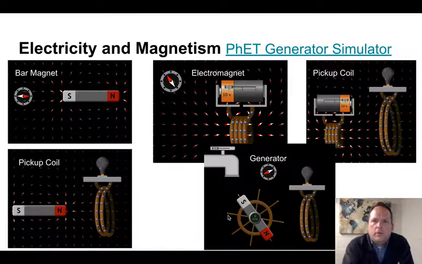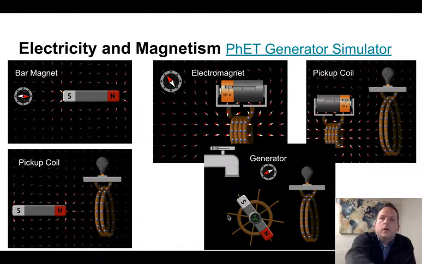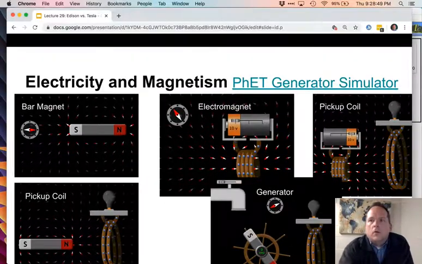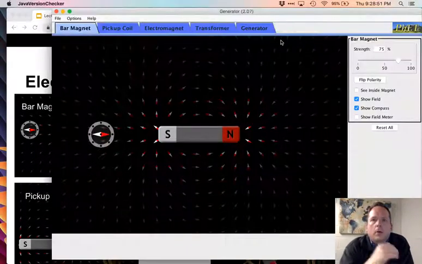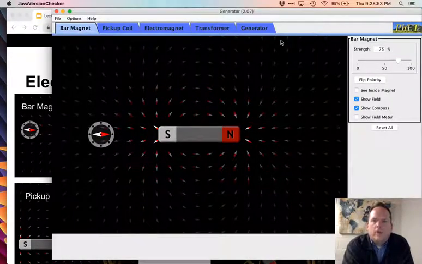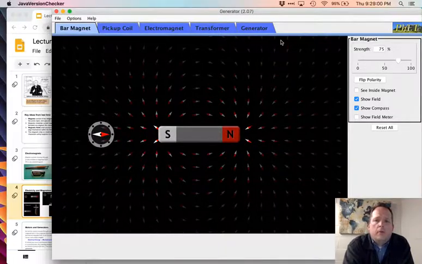But I'm going to exit out of the Google Slides for a minute and just show you a few of these phenomena in the simulator, because I think it's helpful to have a visual rather than just somebody talking about this. So here is the generator simulator, and it actually has 5 windows that give us demonstrations of things. You can also adjust various numerical quantities here, but I don't think that's particularly helpful for what we're doing here.